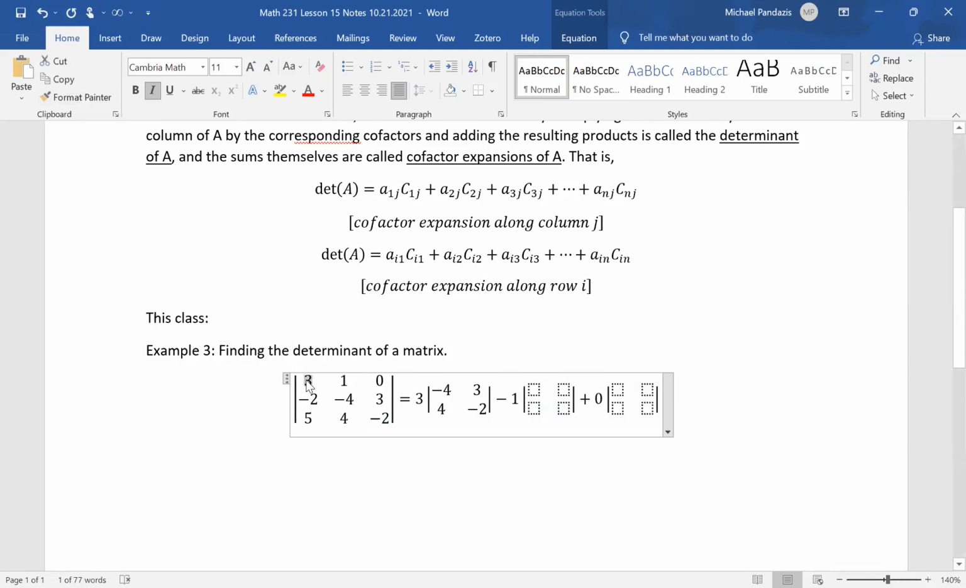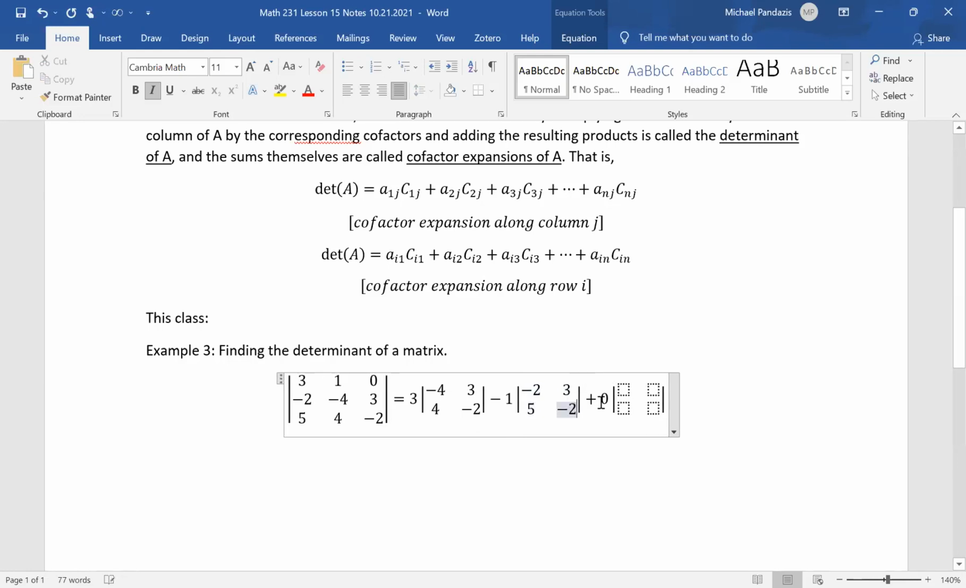So this entry here, 3, if you remove the row and column it's in, you're left with this as its submatrix, and you take the determinant of it. And so it's 3, that entry, times the determinant of that submatrix. The next entry, you're taking the negative, so it's the negative of the entry times the determinant of the submatrix. Now, the 1 is there, so you remove the row and column that 1 is in. You're left with -2, 3, 5, -2. Keep the order the same. And then lastly, you have the 0 entry. Now, you know 0 times anything is 0, so you almost don't even have to do this step.